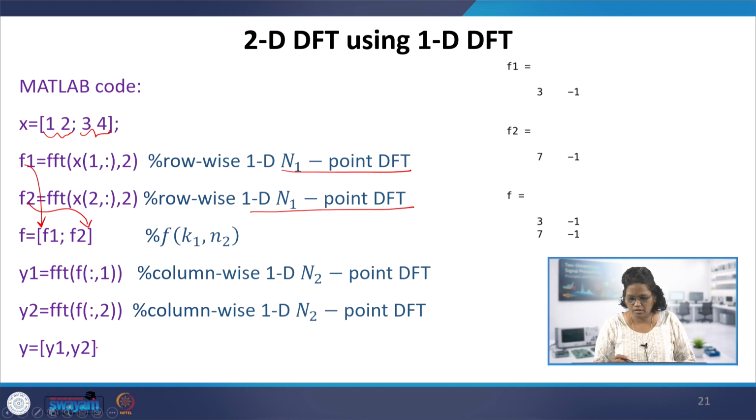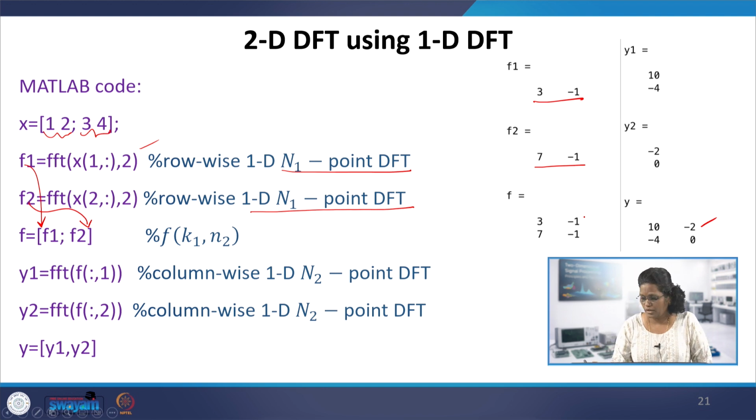So the result you get is f1 from here, giving 3 minus 1 as the first row, and the second row, that is 7 minus 1, for f of k1 comma n2. This is the first step, the row-wise computation result. And if you take the column-wise, y1 and y2, taking the columns 3, 7 and minus 1, minus 1, which results in y1 and y2 as this, which is similar to the result we got: 10, minus 2, minus 4 and 0. So this is the resultant output.